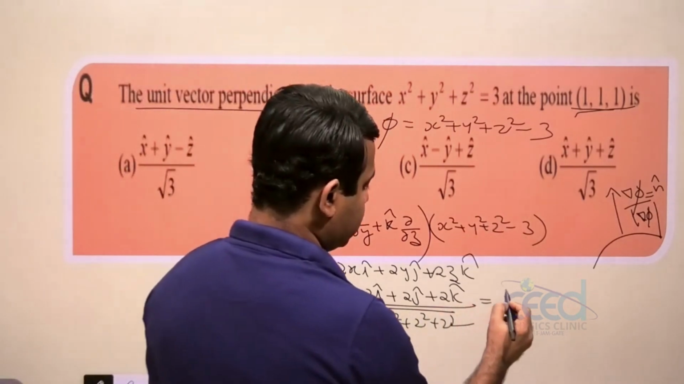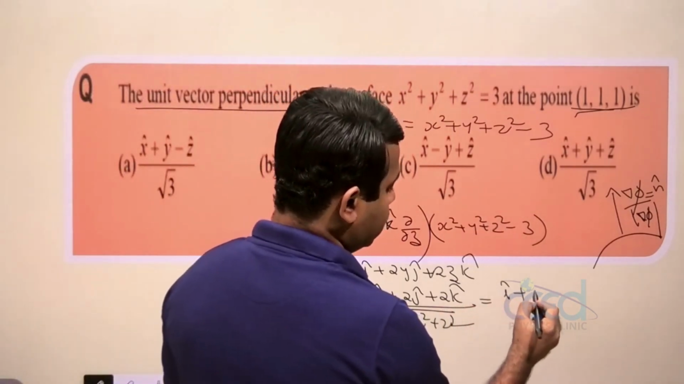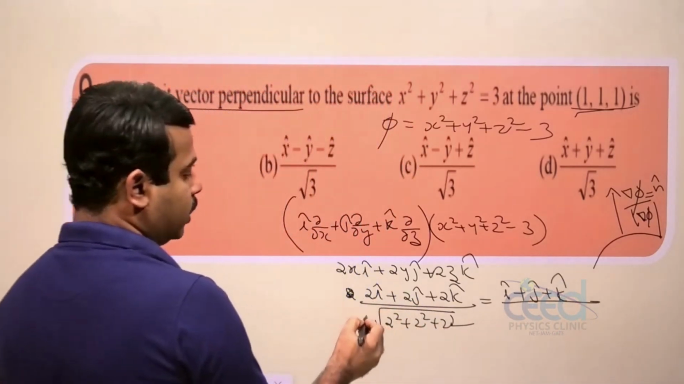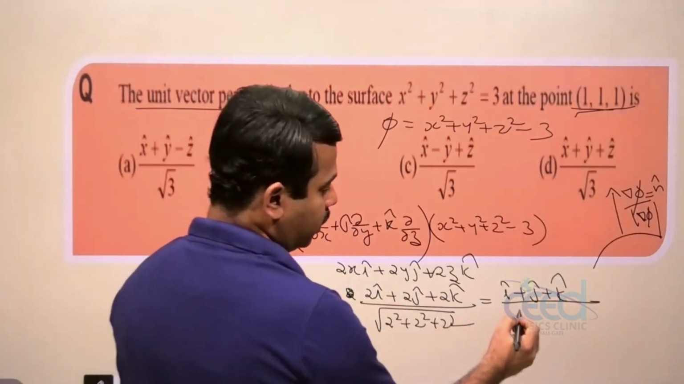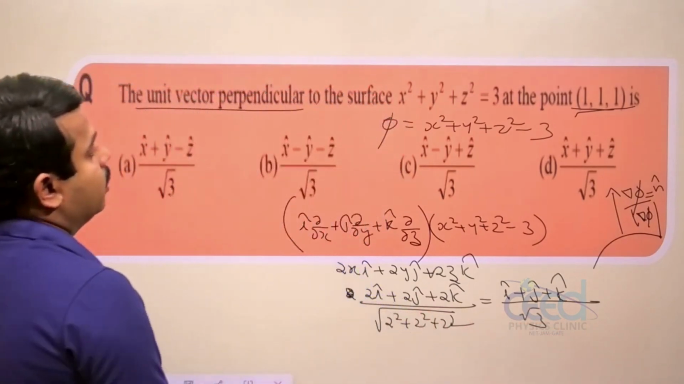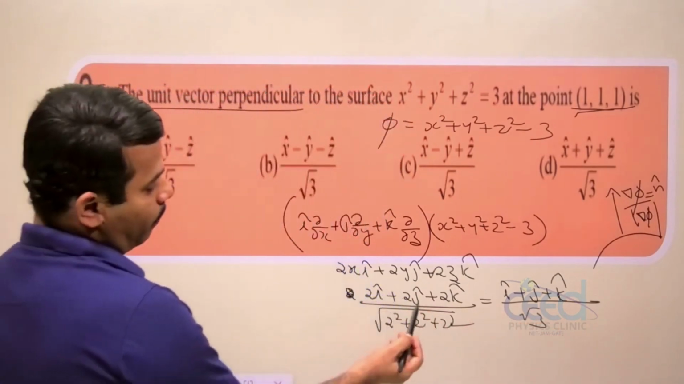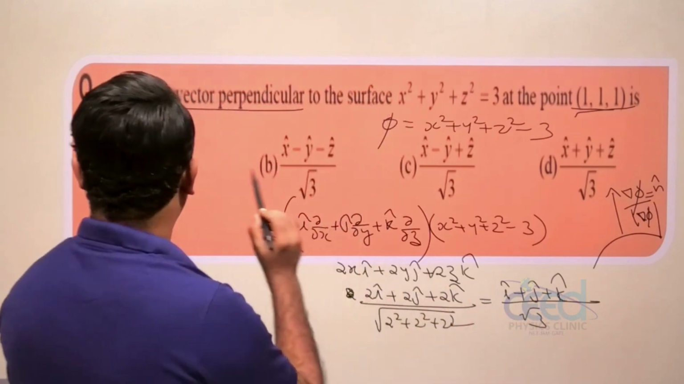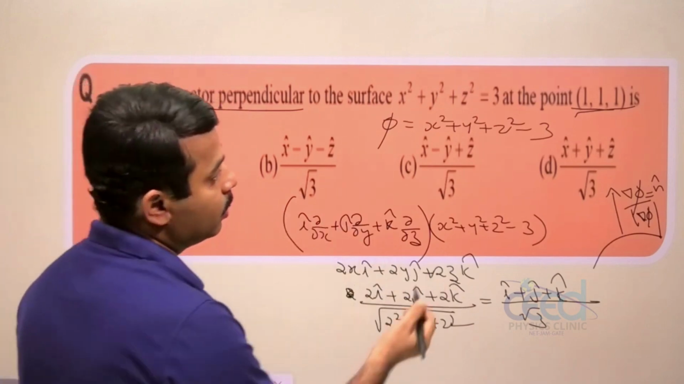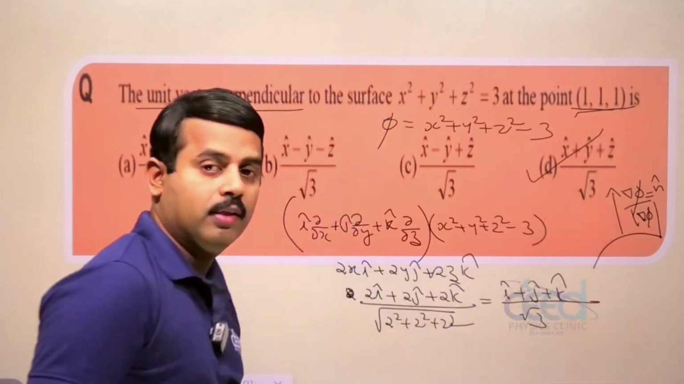So you can write this as I cap plus j cap plus k cap divided by, taking 2 out, 2 and 2 all cancel, then only root 3 remains. That is I cap plus j cap plus k cap by root 3. The notation used here is x cap, y cap, z cap. Then option D is correct, right?